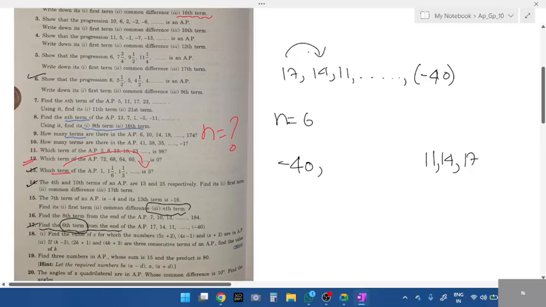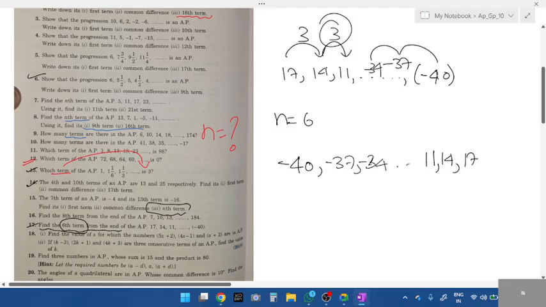Now look here. What is the difference between 7 and 14? 3. After 14 and 11? 3. So what should be before minus 40, students? Very good, minus 43. All are negative numbers, right? Before minus 37, just subtract 3. Minus 34. Very good. That is what I'm going to write here: minus 40, minus 37, minus 34. These numbers are enough. Is it clear? Did all of you understand?